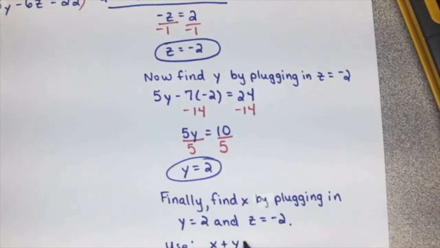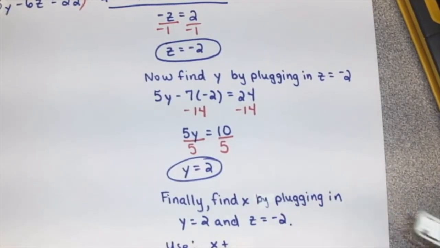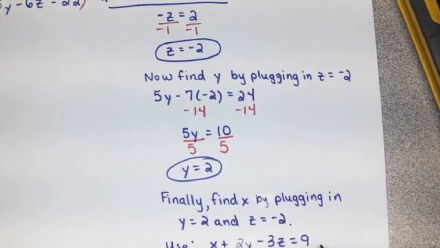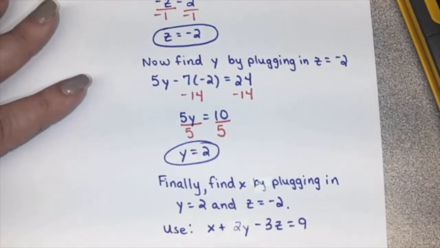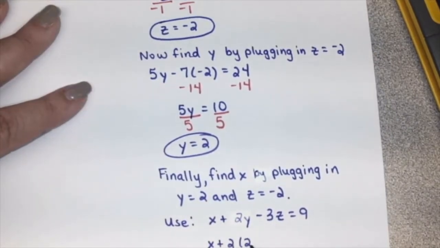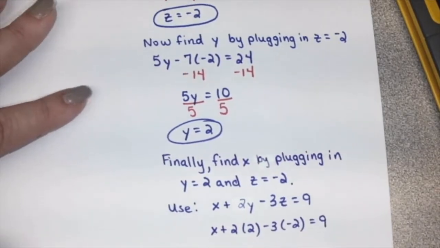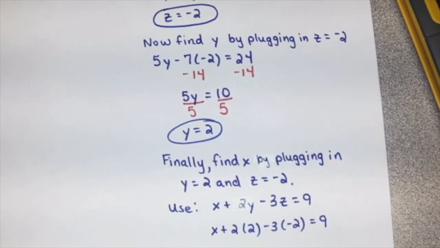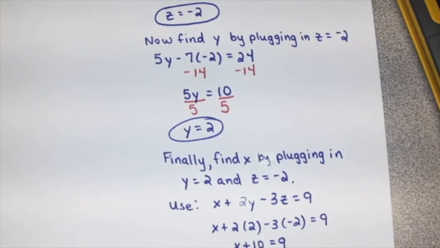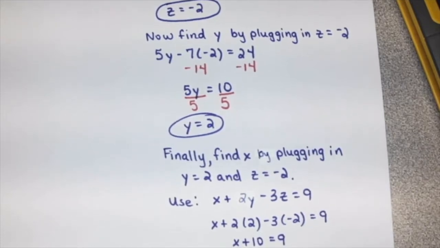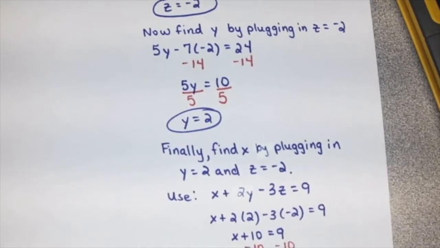I'm just taking the first equation in my list. x plus 2y minus 3z equals 9. So that's going to give me x plus 2 times 2, because y is 2, minus 3 times negative 2, because z is negative 2. So I end up getting 4 plus 6, or 10. And then I can subtract 10 from both sides. And so I end up getting x equals negative 1.